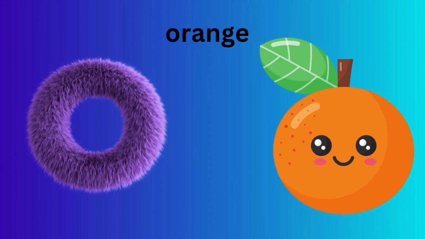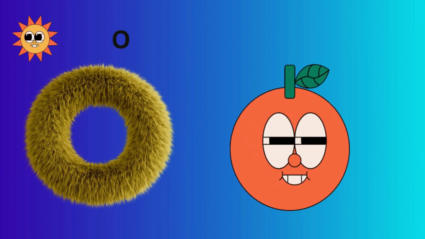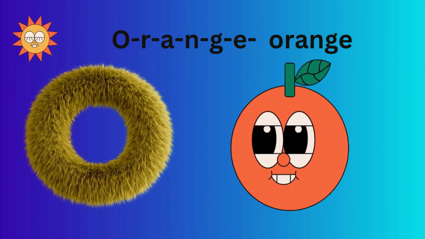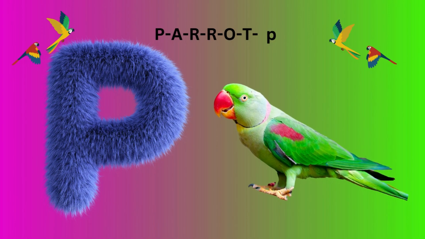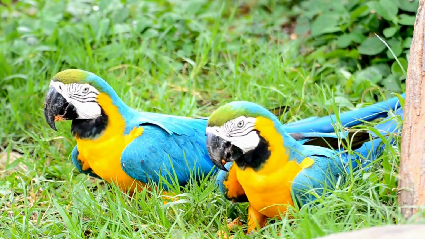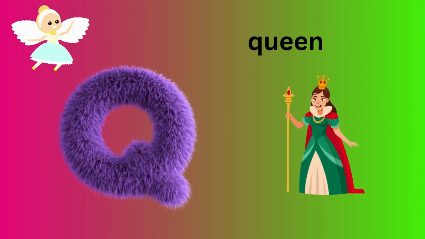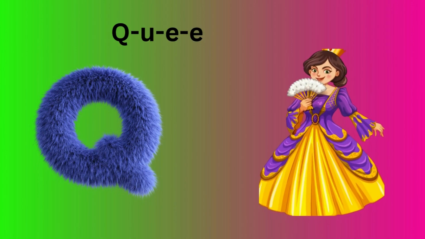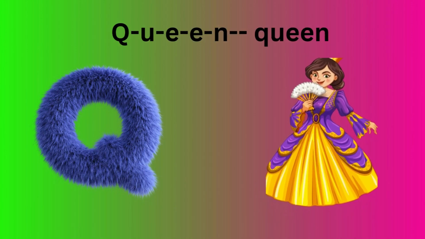O is for orange. O, R, A, N, G, E. Orange. P is for parrot. P, A, R, R, O, T. Parrot. Q is for queen. Q, U, E, E, N.